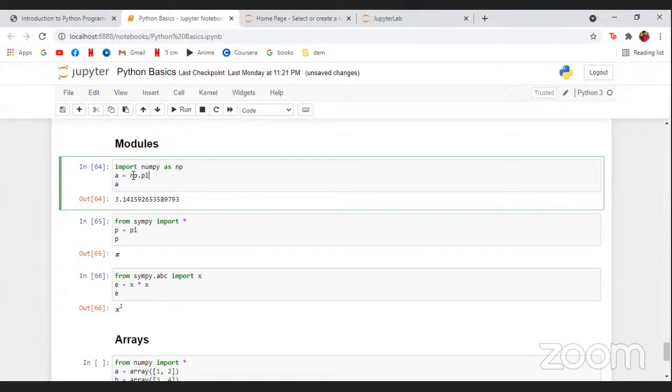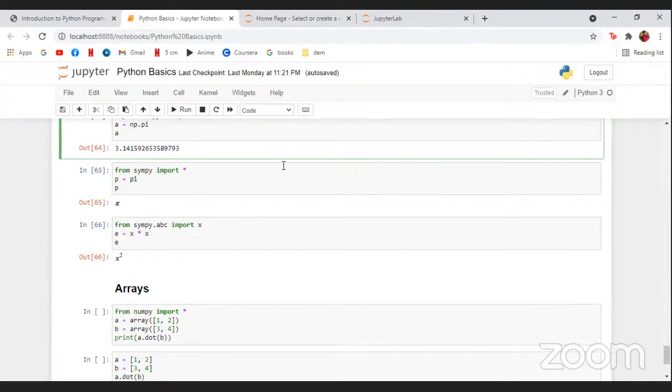And NumPy has a lot of things. For example, it has the value of pi if you ever need to use that. So I said a is equal to np.pi, and if I print a, I get the value of pi. Similarly, if you move to SymPy, what changes is, so I'm saying from SymPy import star.